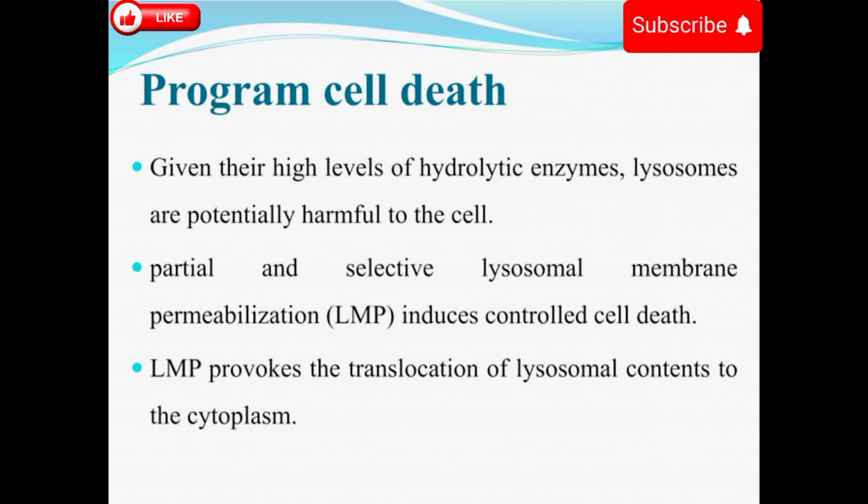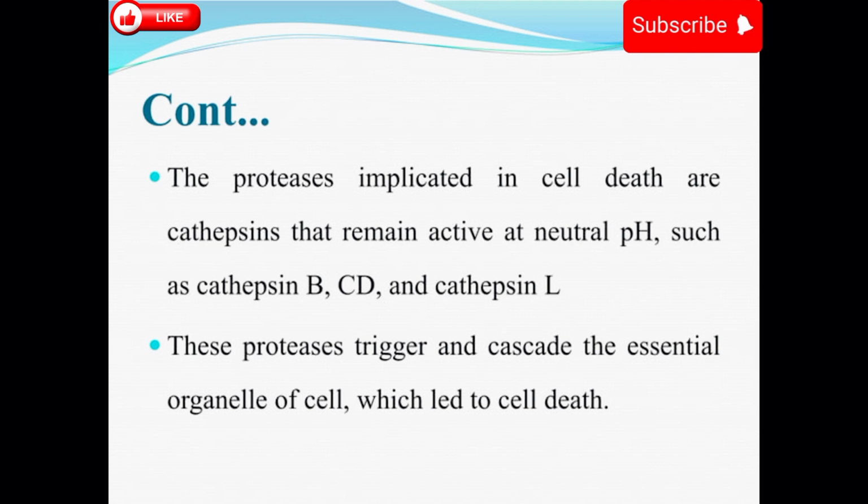Phagocytosis and pinocytosis are the two types of heterophagy. Programmed cell death. Given their high level of hydrolytic enzymes, lysosomes are potentially harmful to the cell. So partial and selective lysosomal membrane permeabilization initiates controlled cell death. LMP provokes the translocation of lysosomal content into the cytoplasm. The proteases implicated in cell death are cathepsins that remain active at neutral pH, such as cathepsin B, C, D, and L. These proteases initiate a cascade affecting essential organelles of the cell.